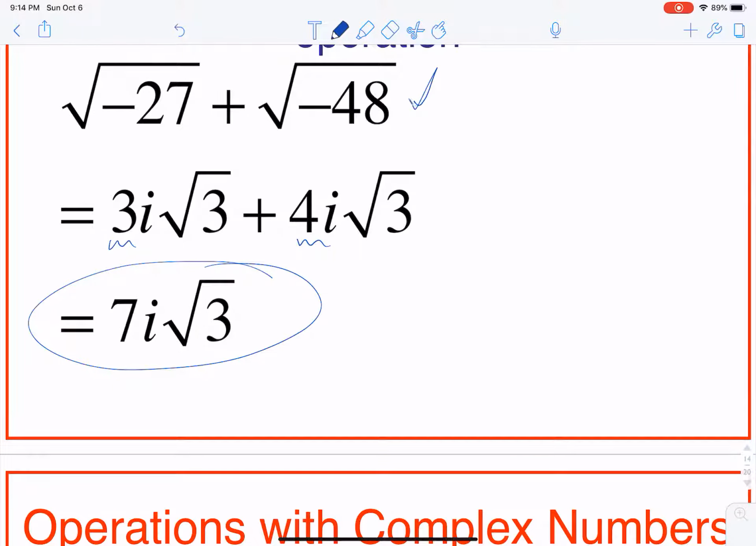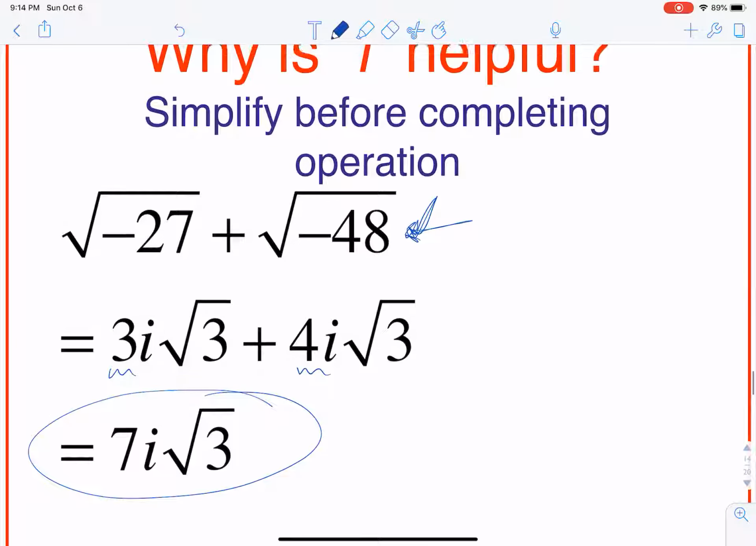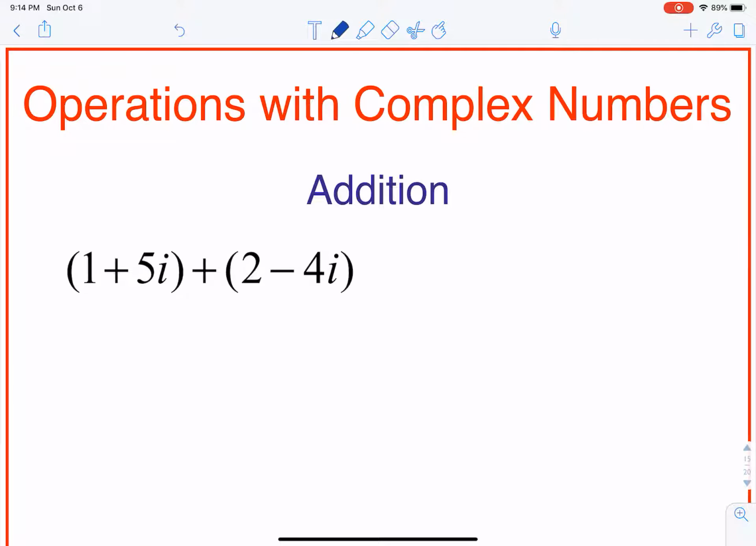So I started with this sort of not so nice looking piece up here and simplified it into a single term, which was really nice. So going back to this, we can do some addition, subtraction, multiplication, and division with complex numbers, and you treat the i as if it's a like term.